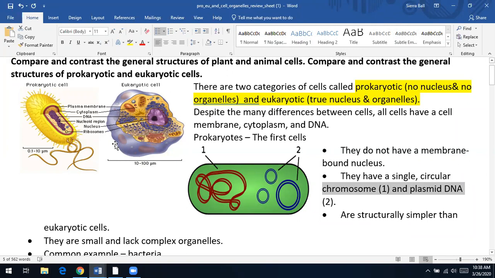What important process happens in the ribosomes? What do they make for the cell?